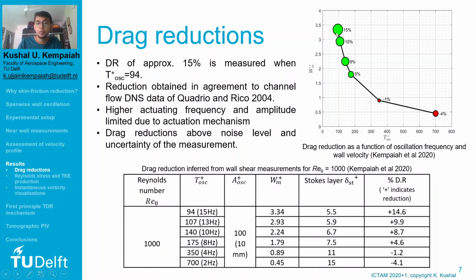And drag reductions of 15% were measured at a T plus of about 94. These reductions were also in agreement with the channel flow DNS data of Quadrio and Ricco in 2004. The higher actuating frequencies and amplitudes were not obtained due to the mechanical limitations that have already been stated. And it is also important to note that the drag reductions are above the noise level and the uncertainty of the measurement.